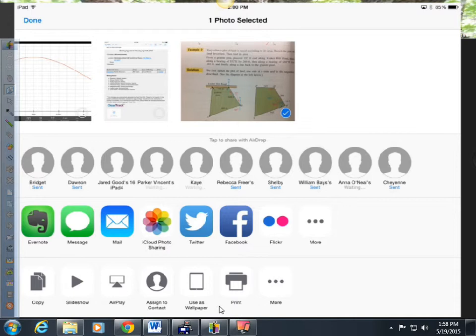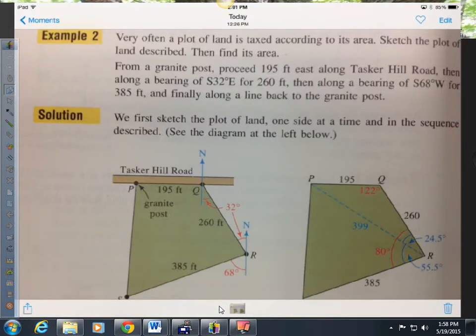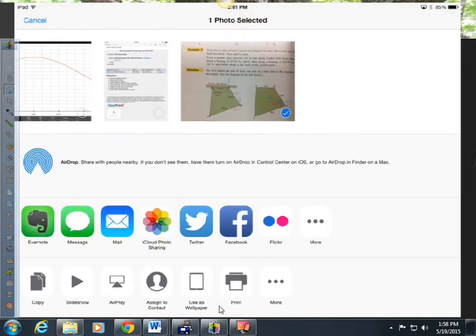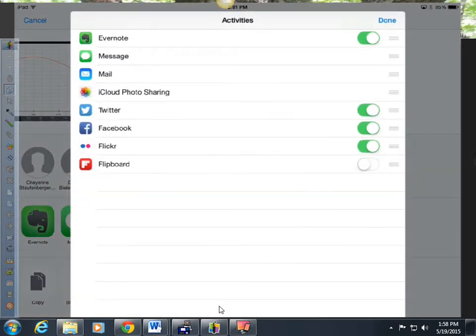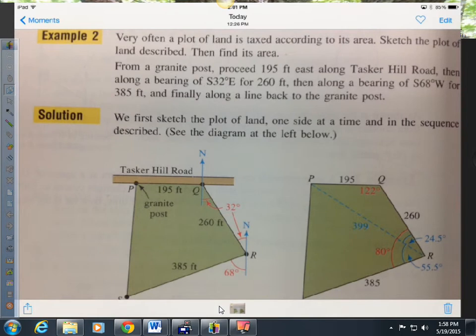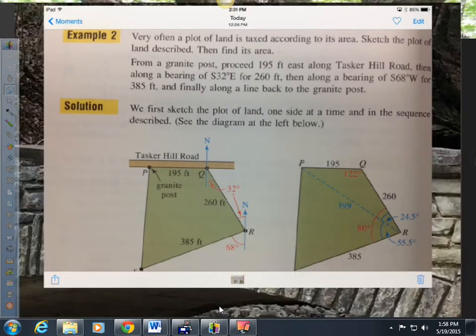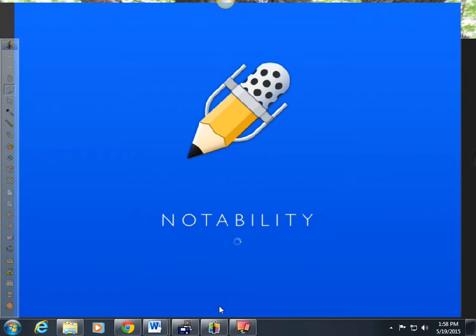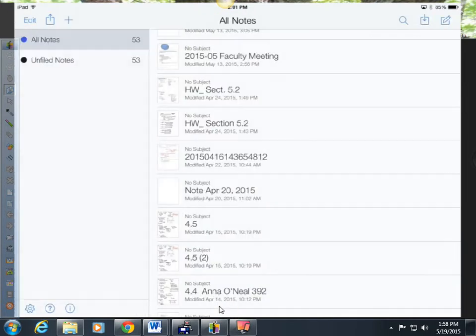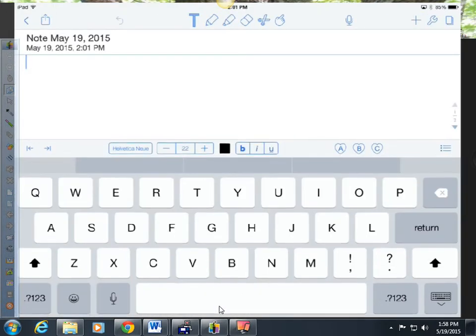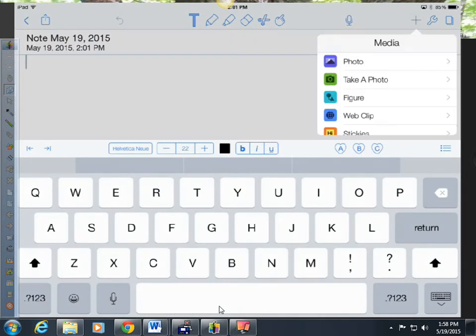Okay, so when you receive that, you are going to want to open this in Notability. Yeah, we're going to have to bring it into Notability, right? So into Notability, and we're going to create a new note. Is it the plus? Photo. All right, so then we're going to zoom this up.